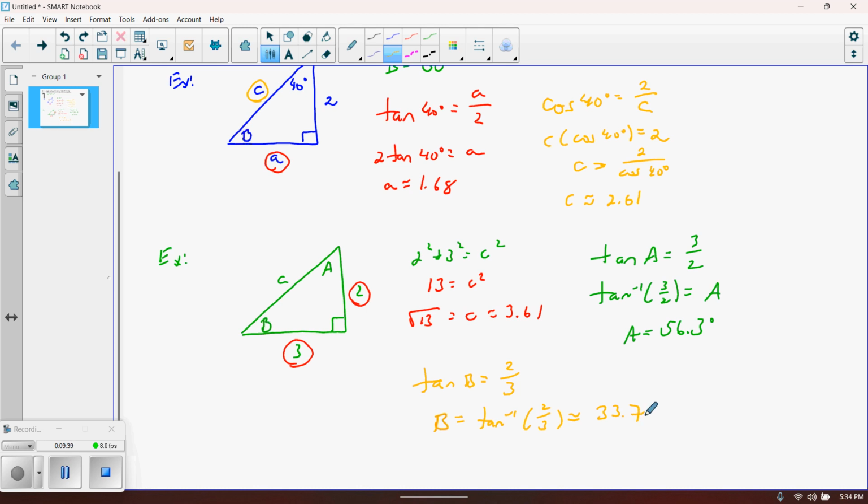Of course, we didn't necessarily have to do it that way, considering that we had, let's go with red, considering that we had that, and we already knew that we had a 90-degree angle, we could have just subtracted the difference from 180, adding 90 and 56.3 together to get that 33.7 degrees, but either way works.